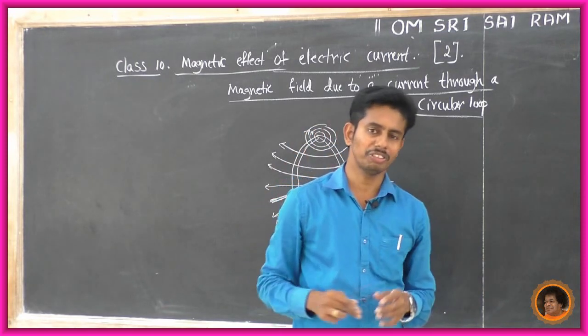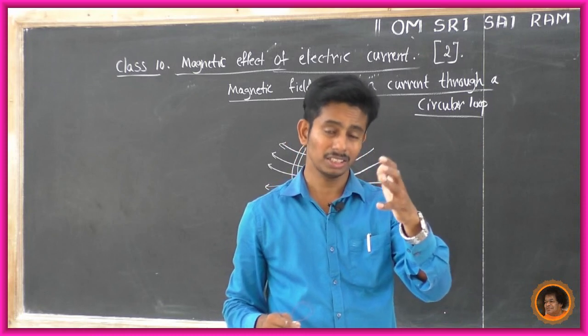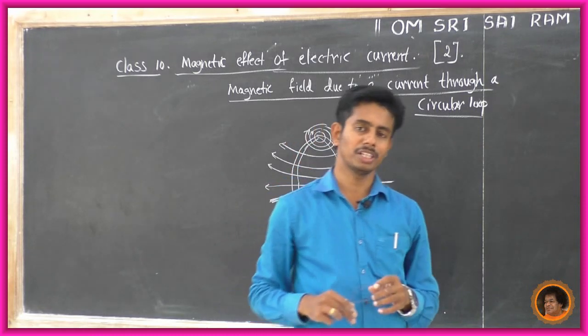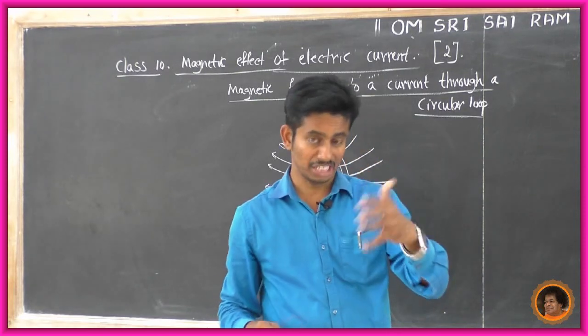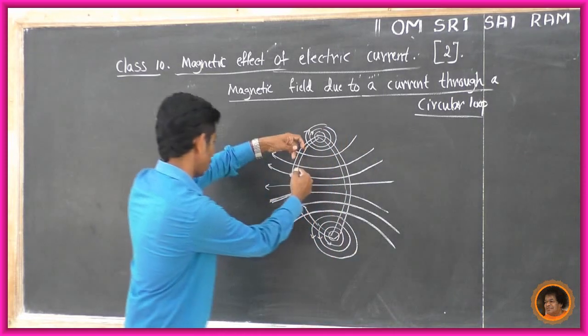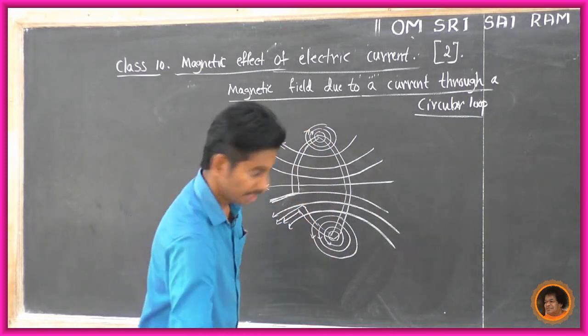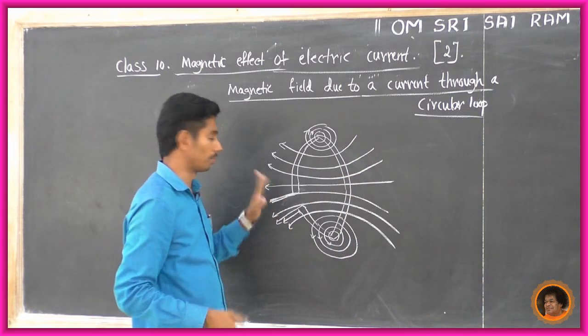Every conductor experiences a magnetic field. In a straight conductor, which also experiences a magnetic field, what is the pattern? It is in the form of concentric circles. Now the next question is, when we make a circular loop like this and current passes through this circular loop, how are magnetic field lines formed?